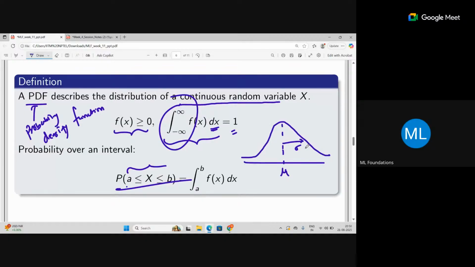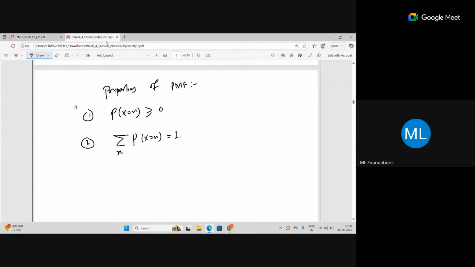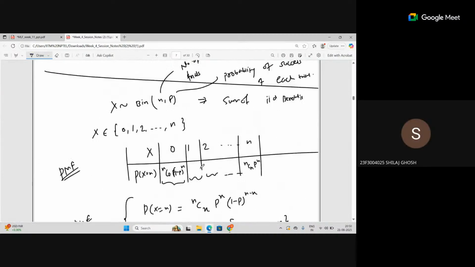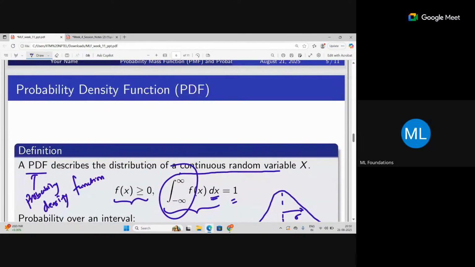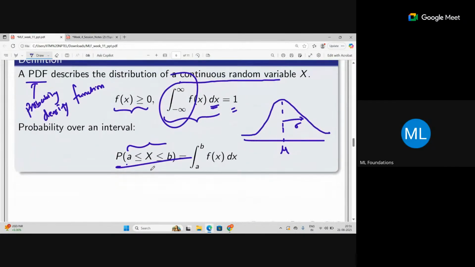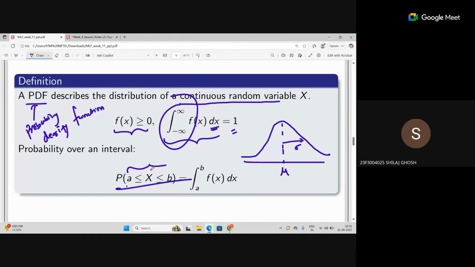In the binomial case, what were the parameters? N and p. Yes, these two were the parameters. In the normal distribution, mu and sigma are the parameters. So mu is what? The mean, and sigma is what? Standard deviation. Variance will be sigma square, and sigma is your standard deviation.